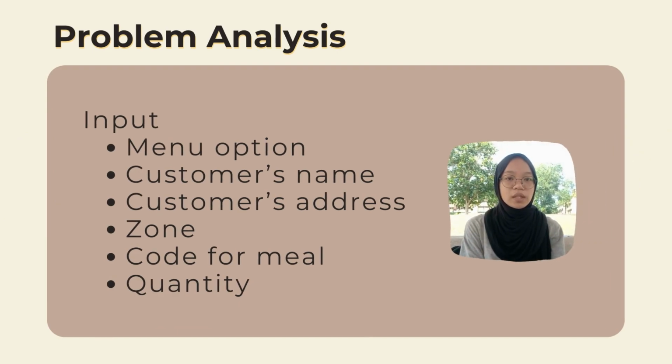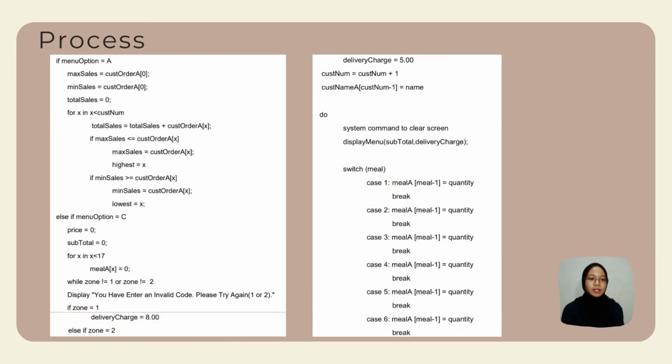Problem analysis contains input, process, and output. For the input, the program will ask you to enter menu option, customer's name, customer's address, zone, code for meal, and quantity. For the process, if the user enters menu option A, the administration report will be displayed. But the output of the administration report, such as total sales, will be 0 because there's no customer recorded yet in the program.